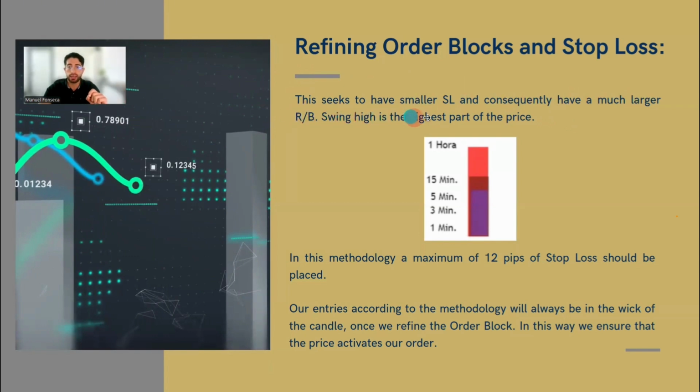Swing high is the highest part of the price. This is just something I wanted to add. In this case, this is what we're looking for. For example, we will have a candle of, I don't know, 1 hour. This is the red one.